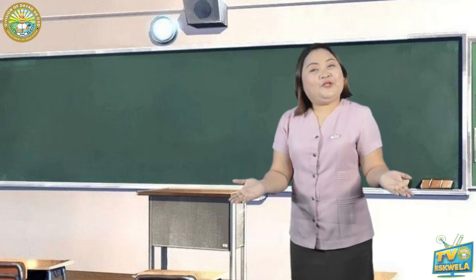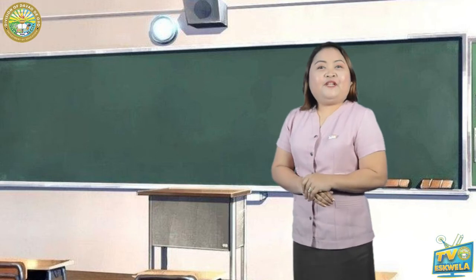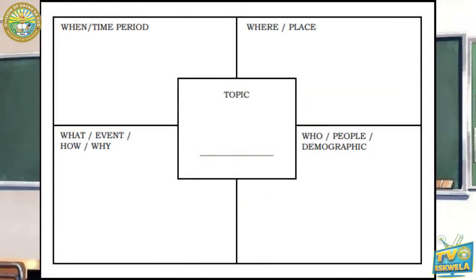Now, let us proceed. Please flip through page 4 of your self-learning module for your activity 1, Inform Me. Using your own words, you are to answer the questions given. Number 1, why do we need information? Number 2, how do you find the right information you need?